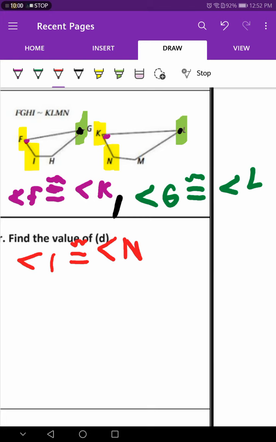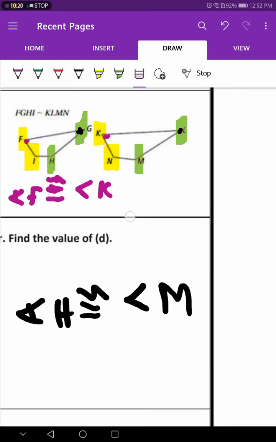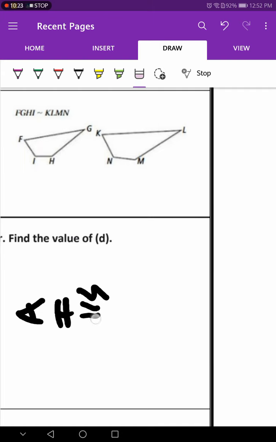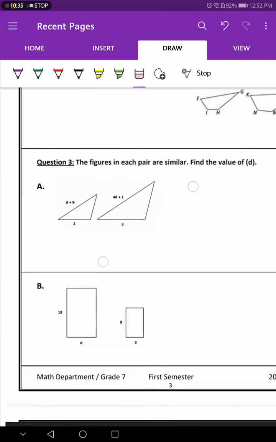And the last one is H corresponding to M. The angle H corresponding, see, with the angle M. Okay, my boys, I hope it's clear. So now we identified the corresponding sides and angles. Now, why do we find the corresponding sides or angles? See, we can use the corresponding side to find the missing side.